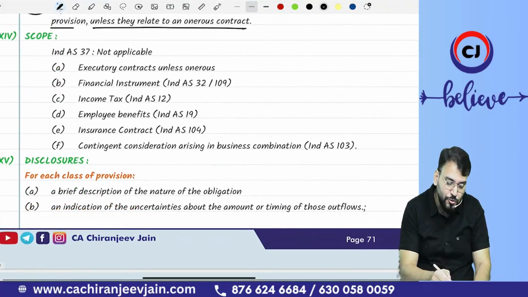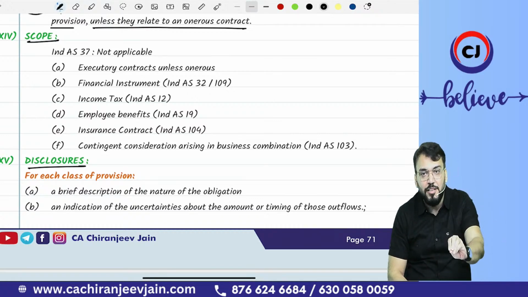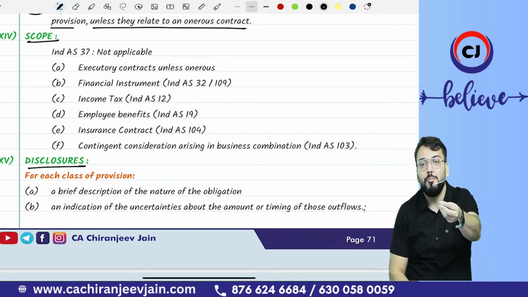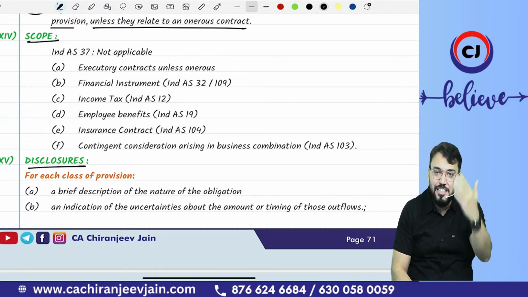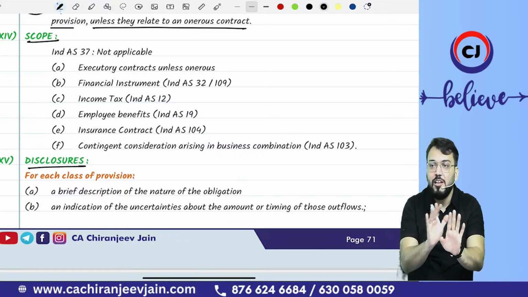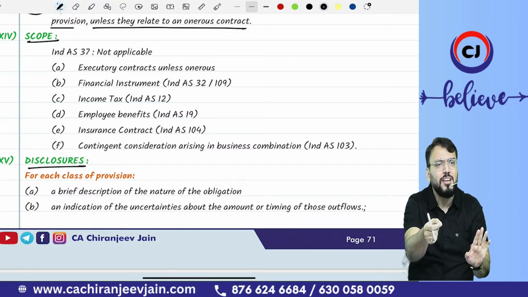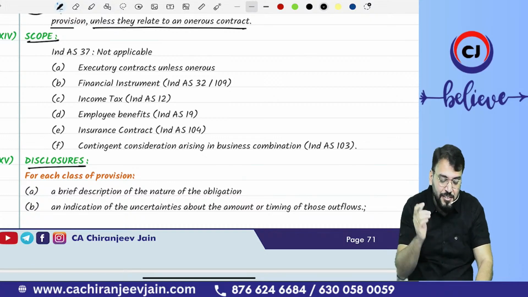Only what is left? Scope and disclosure. Let us read fast, and this chapter will be completed from my point of view. Then whatever questions are left will be your home assignment. Do it. Any doubt, we'll discuss in the class. Whatever questions are left, you can now do them, and you will have no doubt in that. But if some doubt comes, we'll discuss in the class. Can we read the balance part?